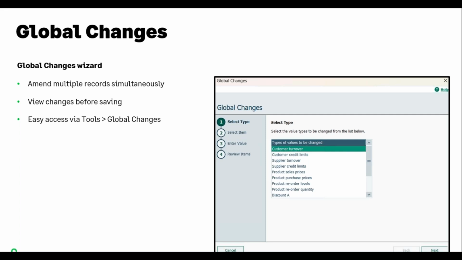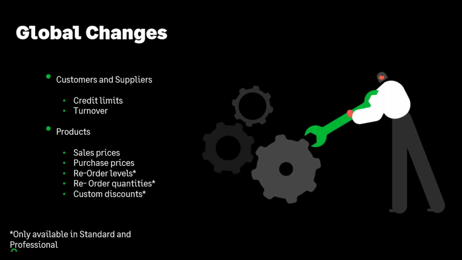What can be adjusted? Now, as that picture might have shown you on the last slide, global changes is used for what you can see in front of you for the following. You can change your credit limits for suppliers and customers. Around certain times of year, you might want to encourage them to spend more, and therefore increase their credit limit so they can bulk buy. You can also change their turnover year-to-date figure en masse if needed.